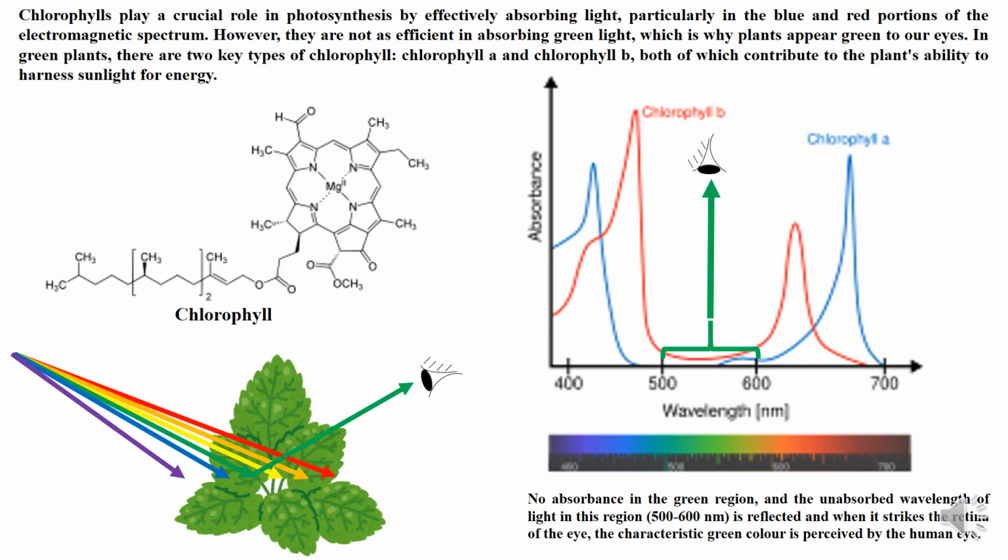Now, talking about the chlorophyll pigment. Chlorophyll pigment plays a vital role in photosynthesis. And green plants are rich in chlorophyll. There are two types of chlorophyll: chlorophyll A and chlorophyll B. And these two pigments strongly absorb in the blue region as well as the red region of the visible region.